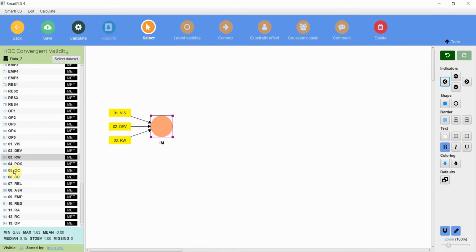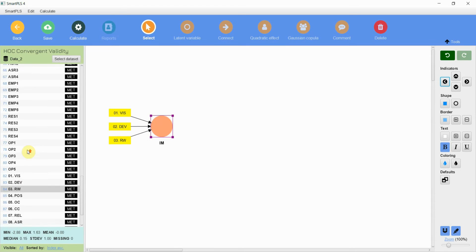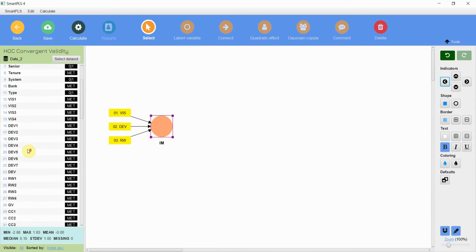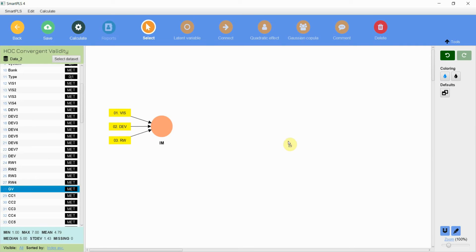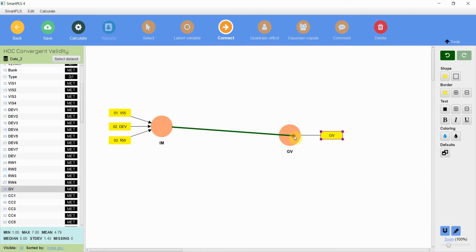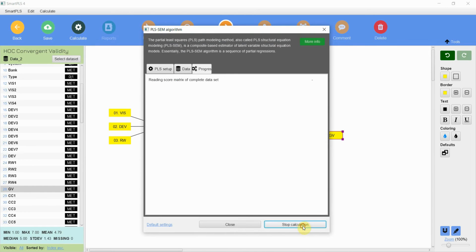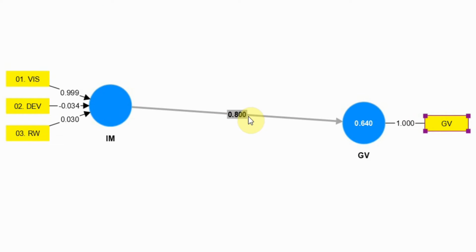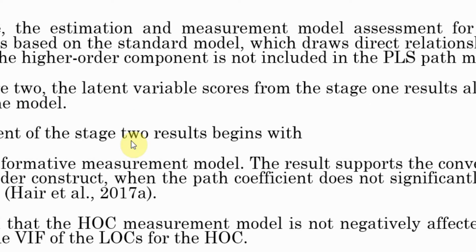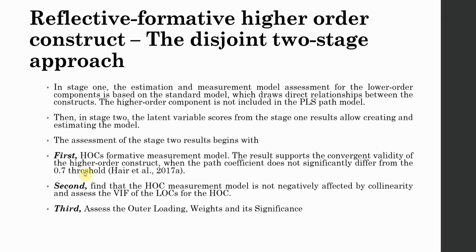Select this. And where is my global measure? Where is it? Here is my global variable. Add it. Enter. Now link the two. And go to calculate PLS SEM algorithm. Everything checks out. Look at this 0.800. And what was the criteria? That it should be 0.7 at least. The convergent validity for internal marketing is established. Assessment at stage 2, the first step checks out.